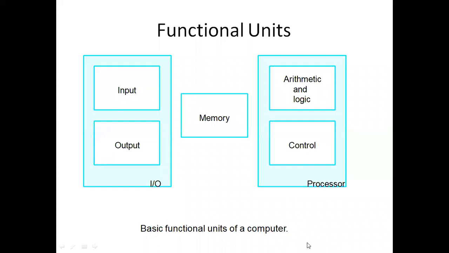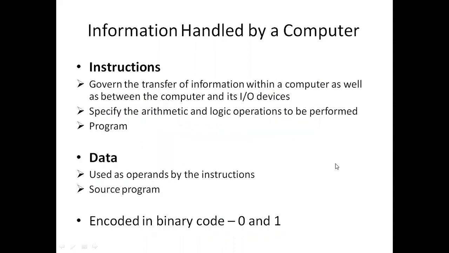So in the last class, we started the introduction portion of our COA, Computer Organization and Architecture. We have gone through the functional units, and you have seen that input, output, processor, and memory form the basic functional units of a computer. Instructions are the way by which we instruct the computer to perform some tasks for us, and data is nothing but the operands used by the instructions.